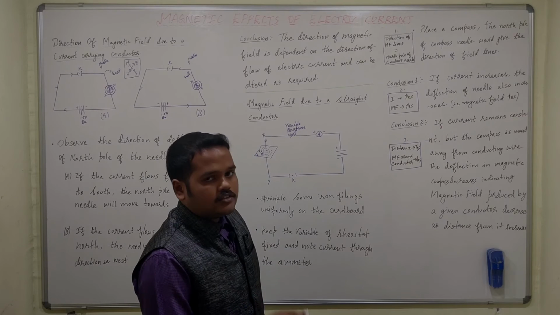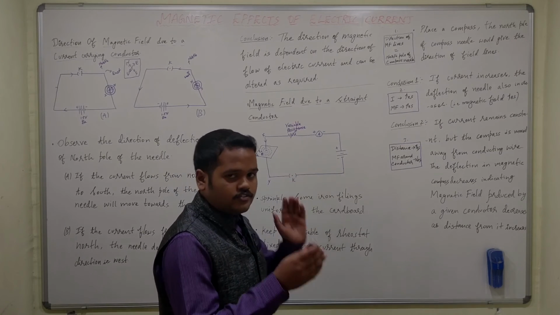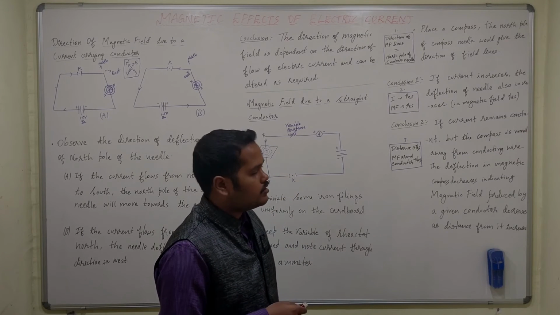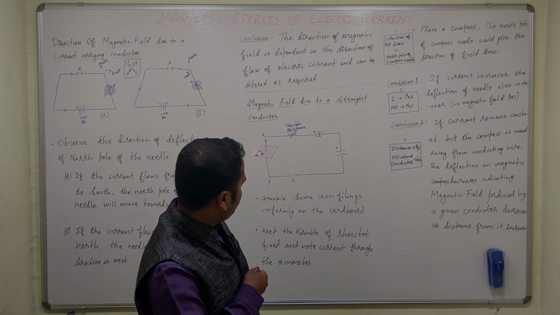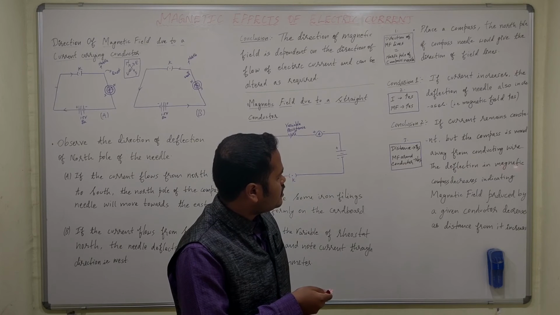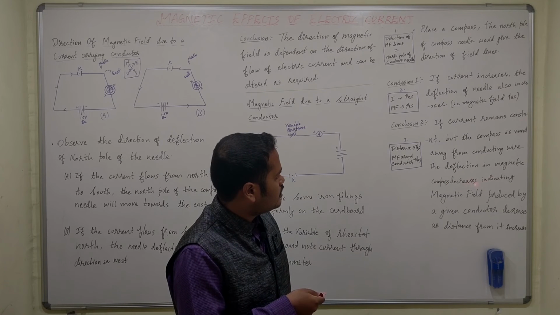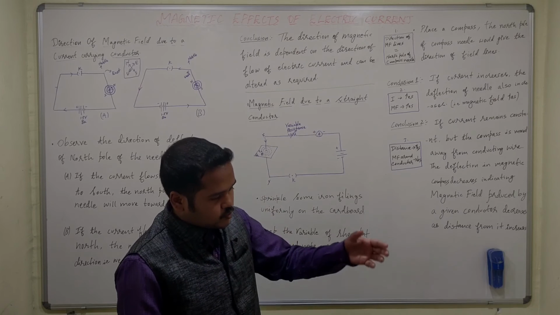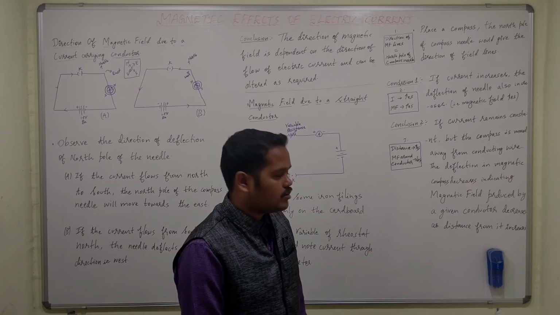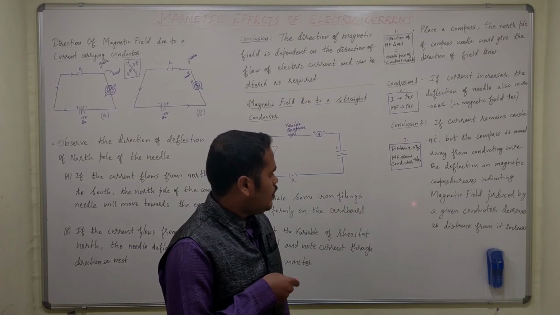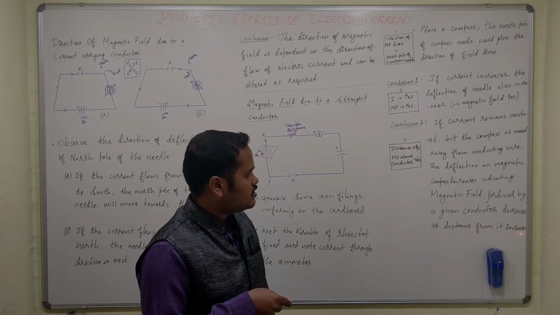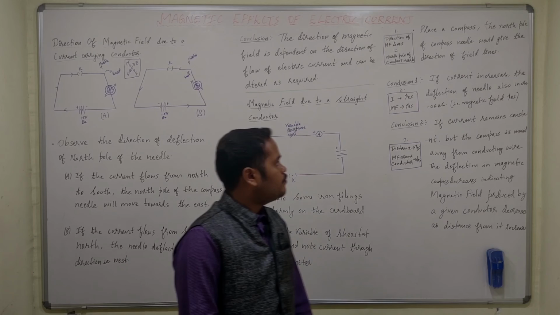If the current remains constant, that is, if the current is not varying, if it is fixed, but the compass is moved away from the conducting wire. So if you move the compass away from the conducting wire, that is from P to Q and away, we notice the deflection in the magnetic compass decreases. As you move away, the deflection in the compass will decrease. What does it indicate? The magnetic field produced by a given conductor decreases as the distance from it increases.